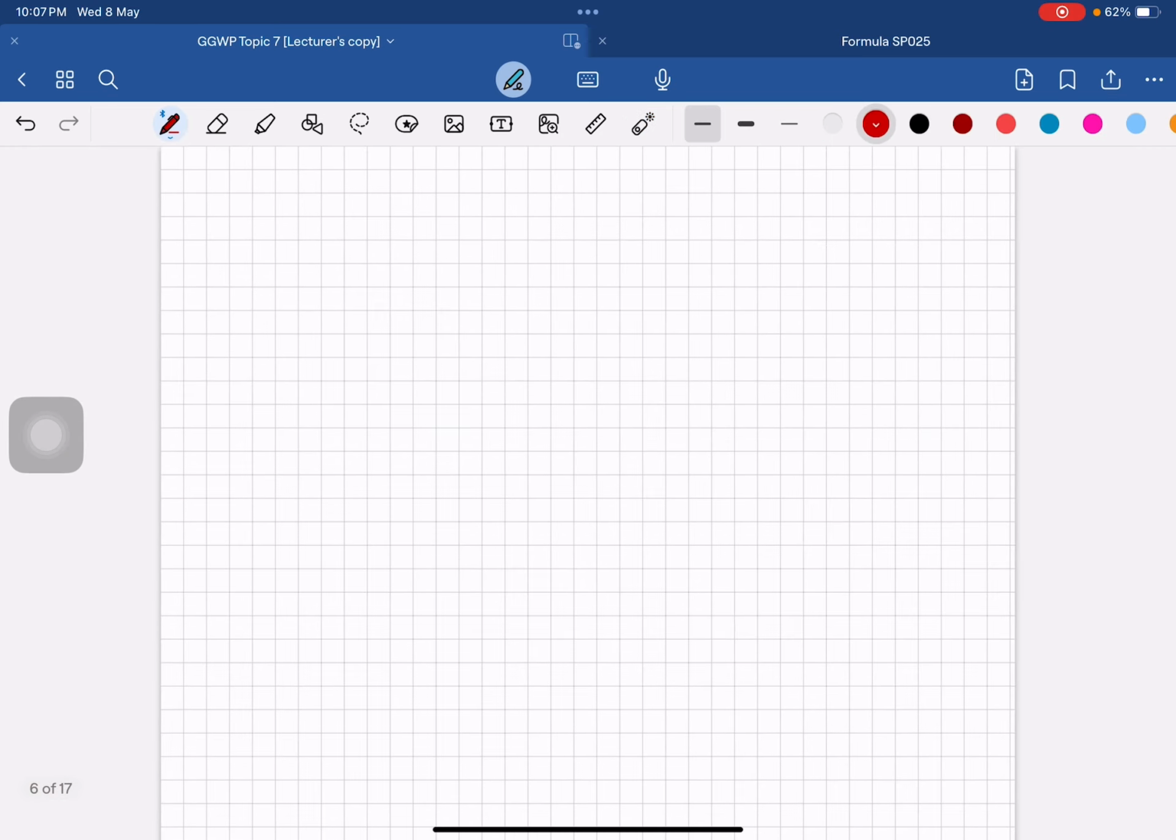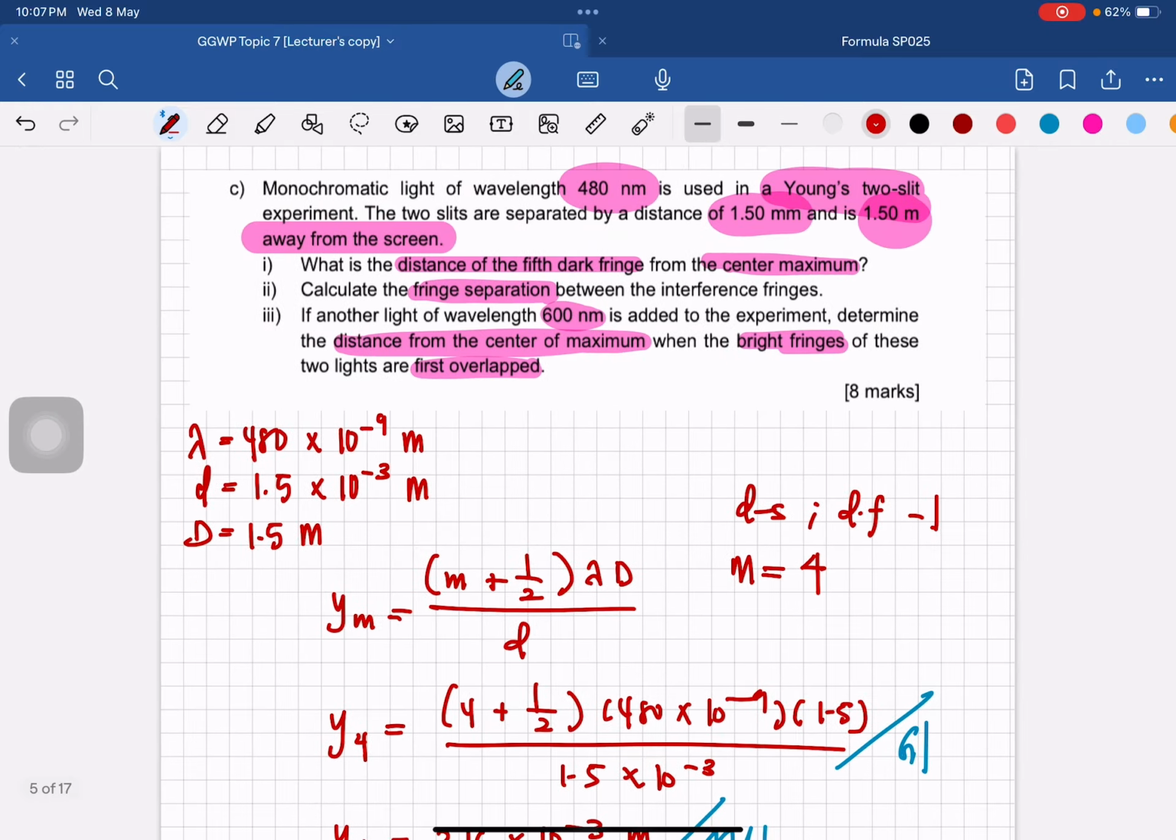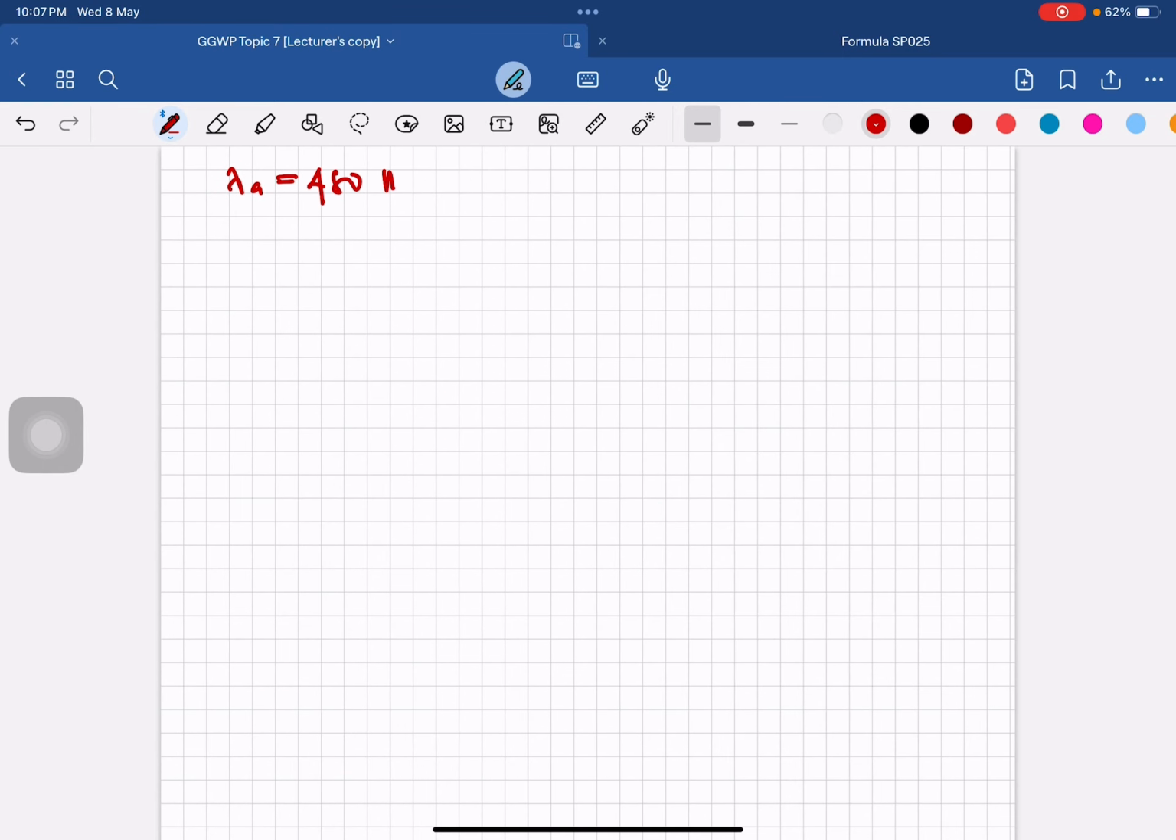Okay, so we have two lights. I would call the light number 1 is A. So the first light was 480 nanometer. And then the second light that's added to the experiment is 600 nanometer. So sekarang ni kita ada dua cahaya. And then ada satu situation ni, ada satu certain order number dia ni yang membuatkan dorang overlap. So when it overlaps, apa yang equal is the distance from the central maximum. Meaning Y untuk light A ni akan equal untuk light B. Okay, the situation dia adalah bright fringe.